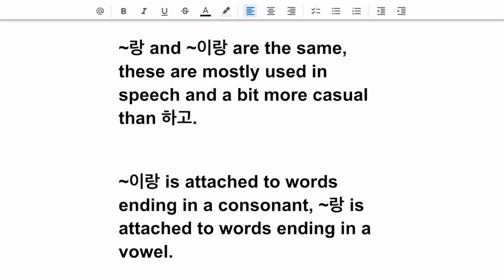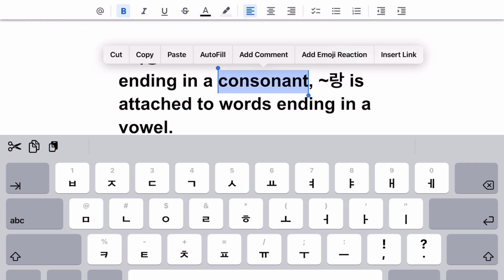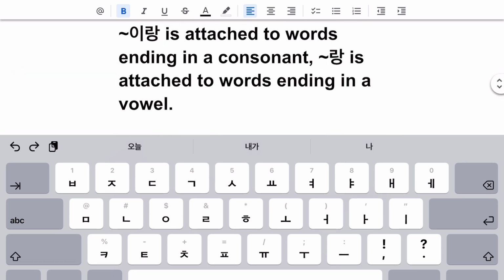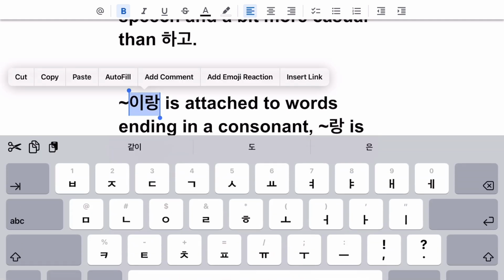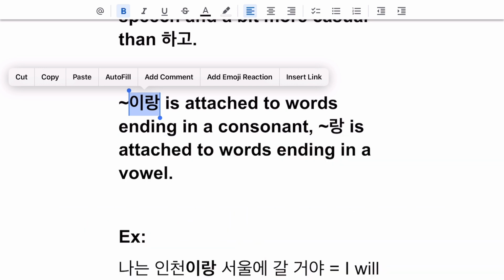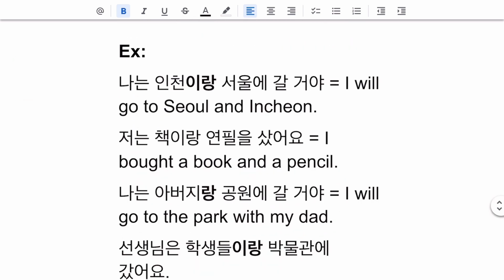Okay, 랑 and 이랑. Like I said before, used in speech for the main part and more casual than 하고. So 이랑 is attached to nouns ending in a consonant, and 랑 to nouns ending in a vowel. Technically, I can replace any sentence in this lesson so far with 이랑 or 랑, or even 와 and 과, and it's fine because they're all really interchangeable, besides how one is more formal and one is more casual. Besides that, they all mean the same thing, right? You could replace any one of these sentences that has and in it with the other.